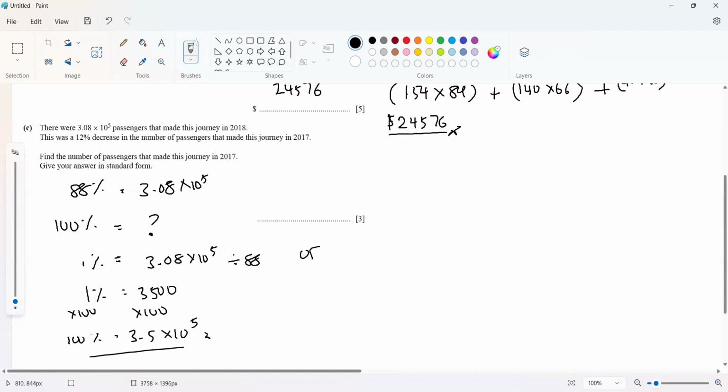Or if you want to do a faster calculation, all we need to do is 3.08 times 10 to the power of 5 divided by the percentage multiplier, which is 0.88. So we will also get 3.5 times 10 to the power of 5. Both workings are acceptable, but use the one that you're more comfortable with.